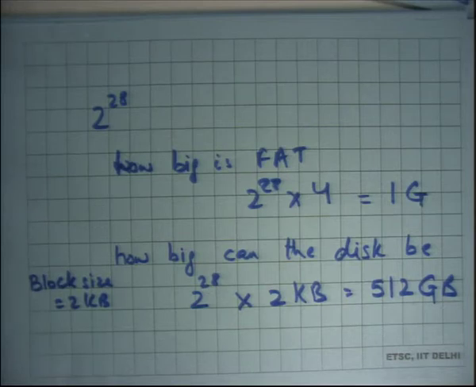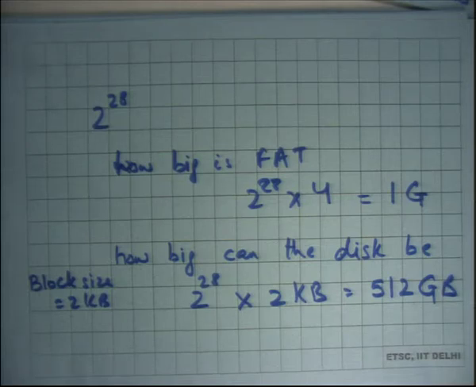And once again, the block size is decided at format time and just remains constant for the life of that disk partition. So what's the advantage of having a small block size versus a large block size? What are the trade-offs involved? One clear trade-off is the larger the block size, the larger disk you can support. But what are the other problems?